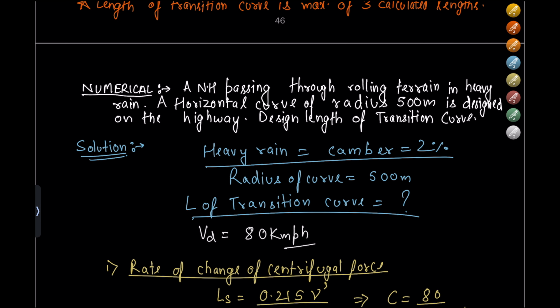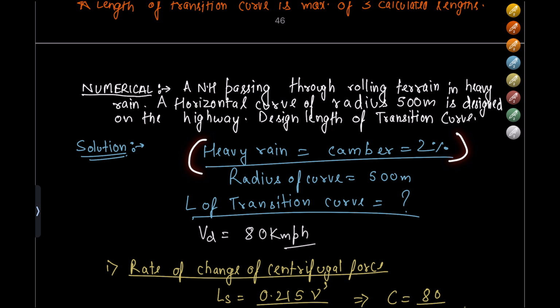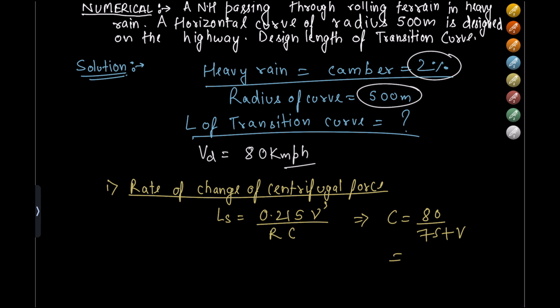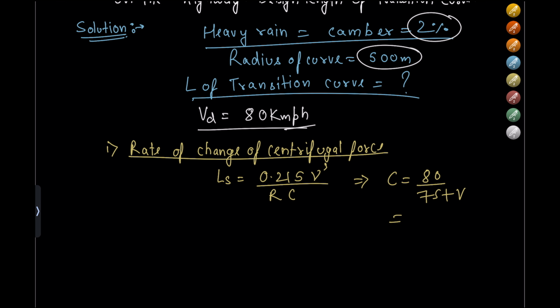In this case, the numerical has been given. The national highway is passing through the rolling terrain in heavy rain. A horizontal curve of radius 500 meters is designed on the highway. Then the length of transition curve for that. So for heavy rain, we can say that camber is equal to 2%. The radius of curve is given as 500 meter, and the length of transition curve we have to calculate, right? Next, design speed is equal to 80 km per hour. It is because the transition curve is designed on national highway. That is why the design speed is taken as 80 km per hour, right?